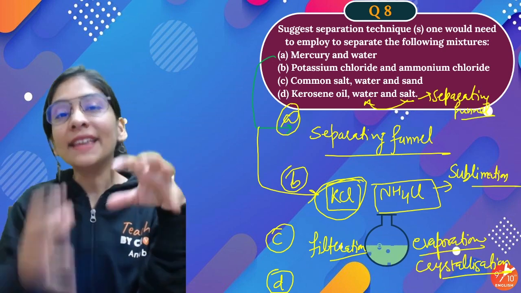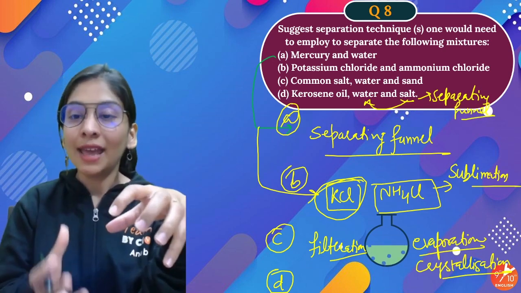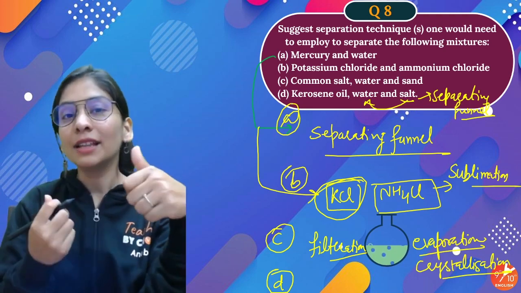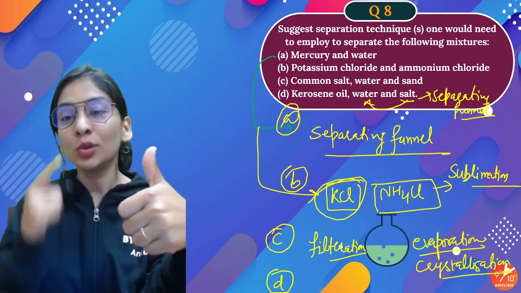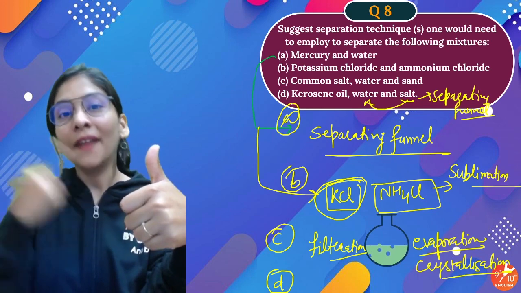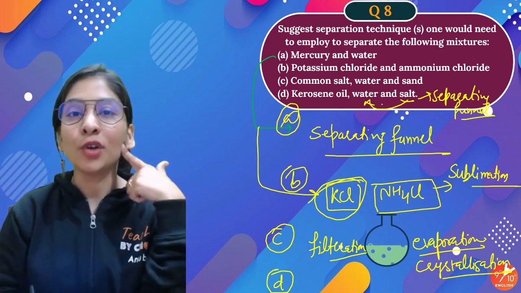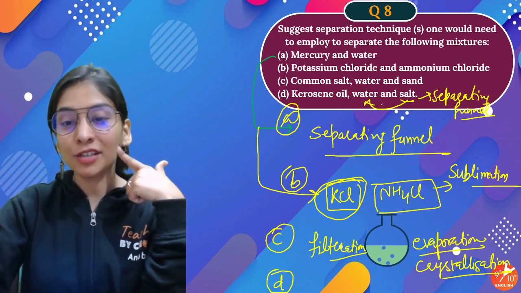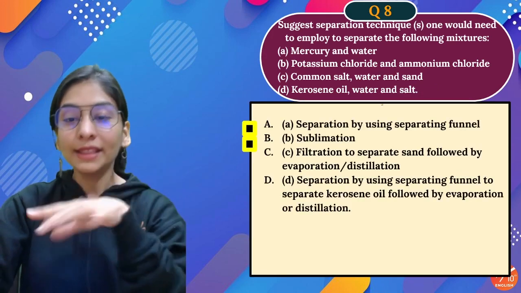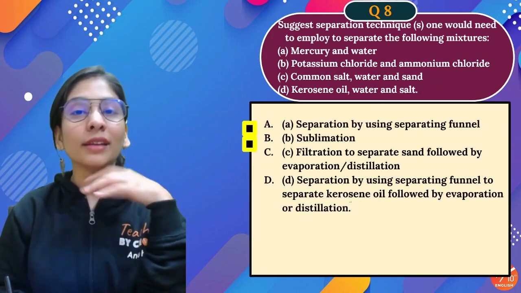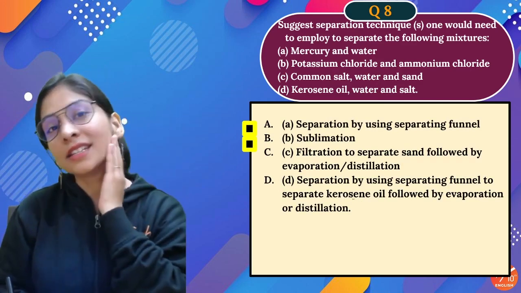Now, I'll take the water and salt mixture, and again, I'll prefer either evaporation to evaporate the water, or otherwise I can use crystallization also to get my pure salt. That's what is written also. As I said, all the answers are here. You can see it and can write it down as well.